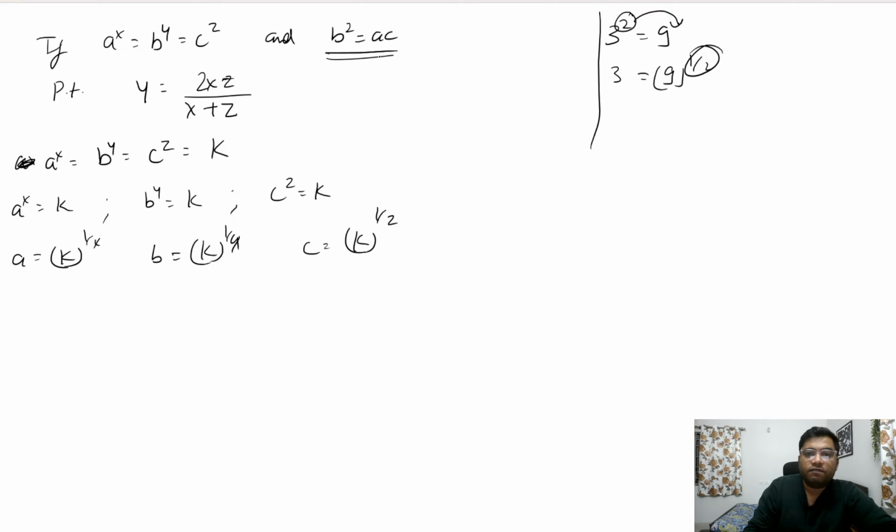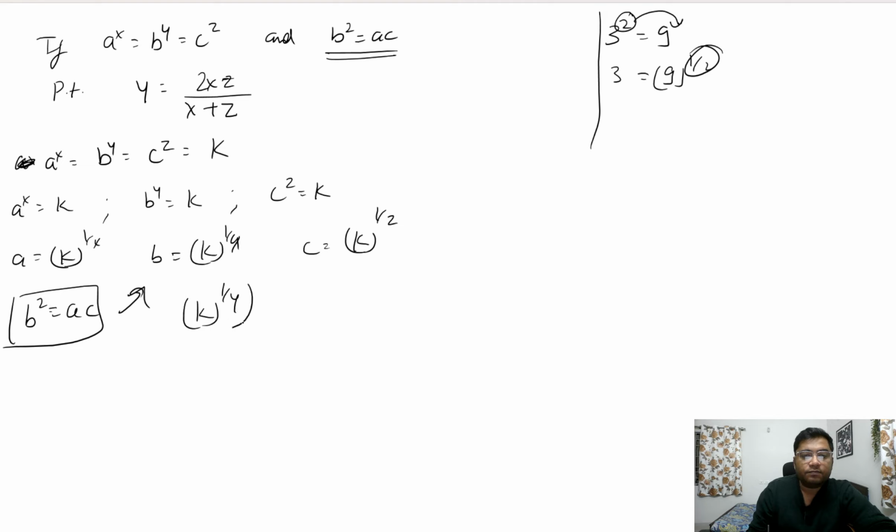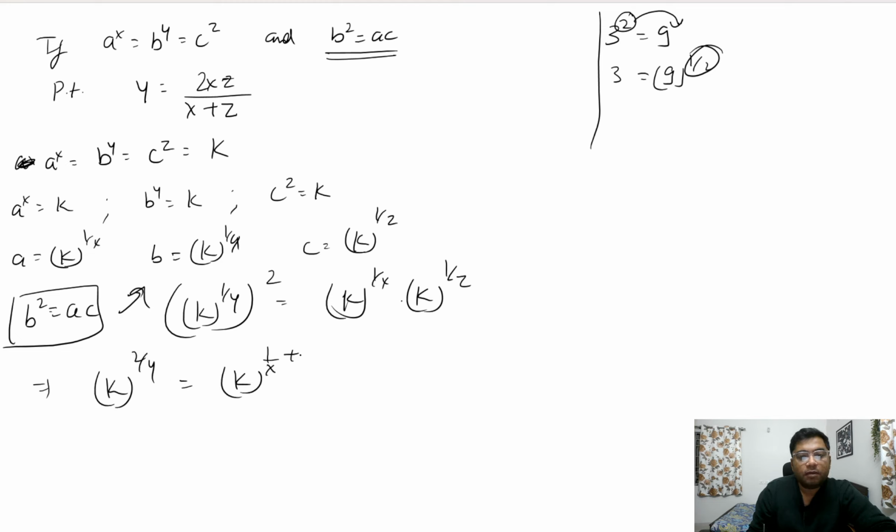Now, look at the relation that we have. We have b square is equal to ac. I'm going to use this here on the variables. So b is k to the power 1 by y, whole squared, is equal to k to the power 1 by x times k to the power 1 by z. Beg your pardon. So we have k to the power 2 by y is equal to k to the power 1 by x plus 1 by z.